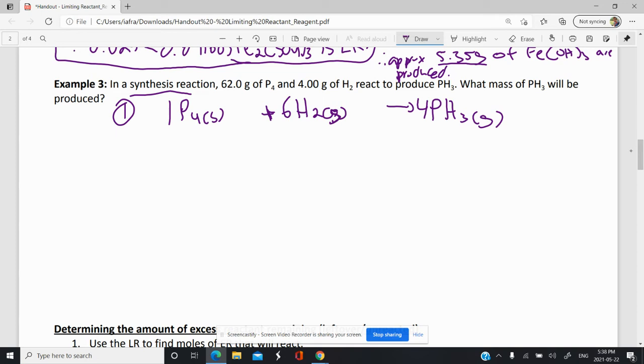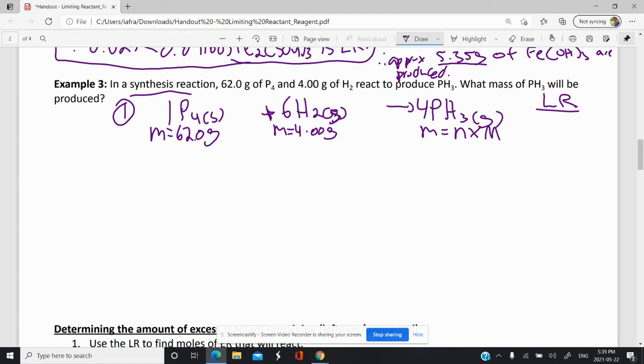And we're told we have 62 grams of the P4. And then for the H2, we have 4.00 grams of H2. And we want to know what mass of this phosphine, this PH3, is going to be produced. So mass is equal to our moles times our molar mass. So we know this is a limiting reagent type problem because we're given the mass of 2 reactants there, the P4 and the H2, and we have to choose which one to use. You can't choose the smallest one. You need to compare their mole values and see which one you'll run out first. We have a 1:6 ratio, so that'll affect which ones are limiting or excess reactant.